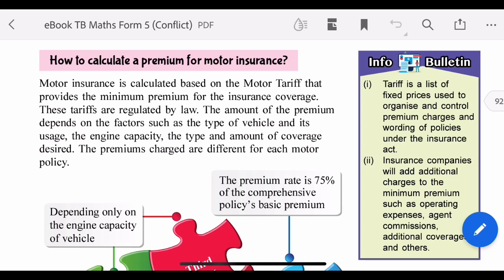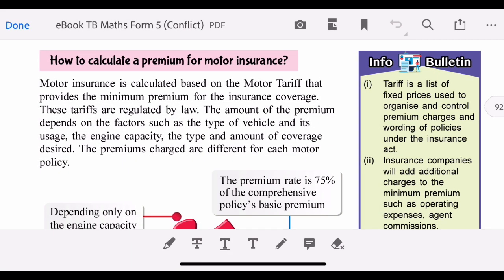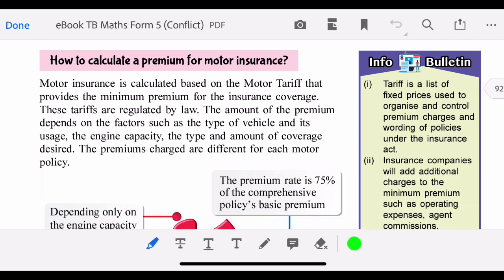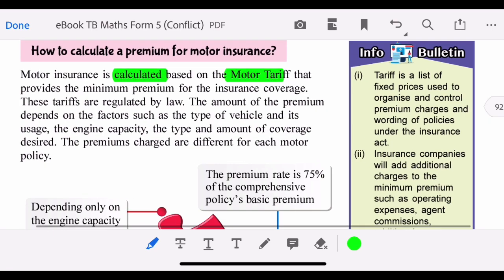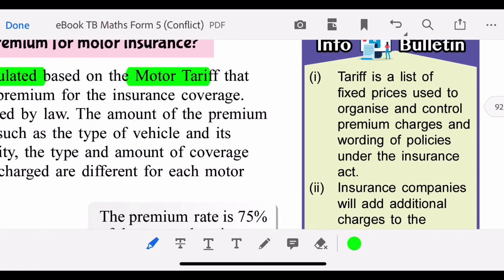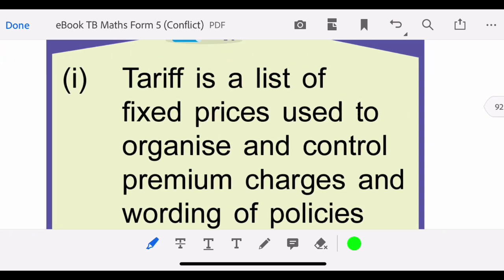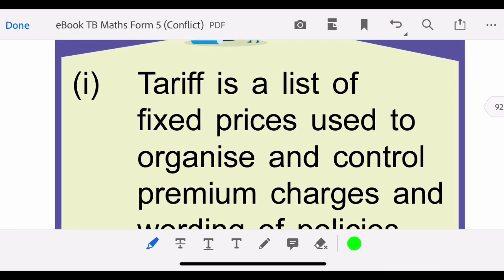Okay, today we'll discuss how to calculate the premium for motor insurance, right? So motor insurance is actually calculated based on the motor tariff. Okay, what is tariff? Tariff is a list of fixed prices. Let's see the definition for the tariff.